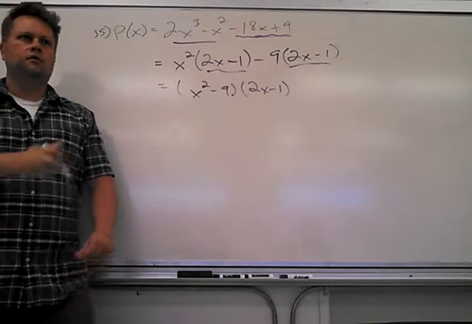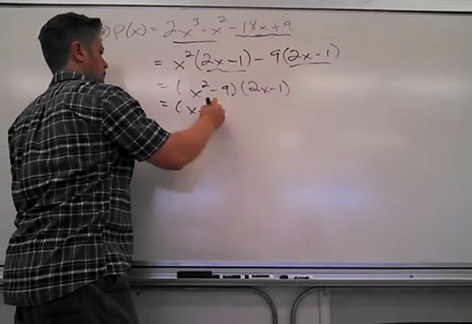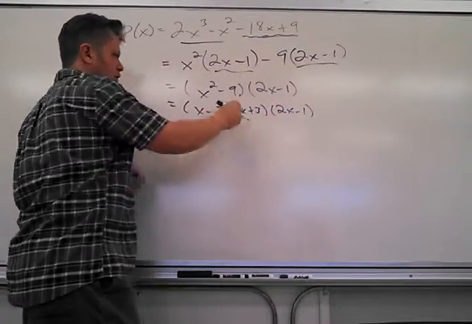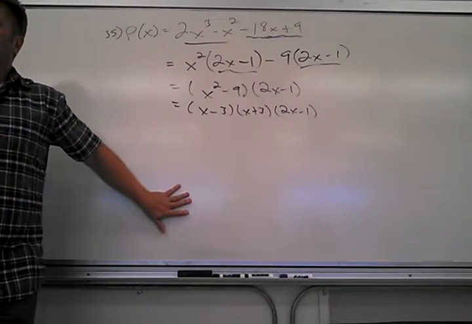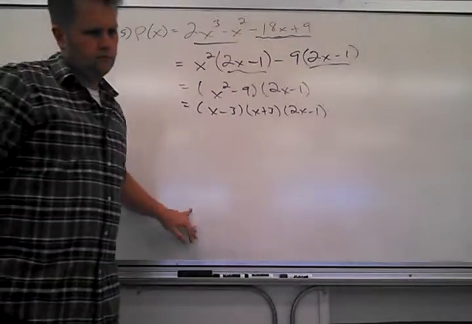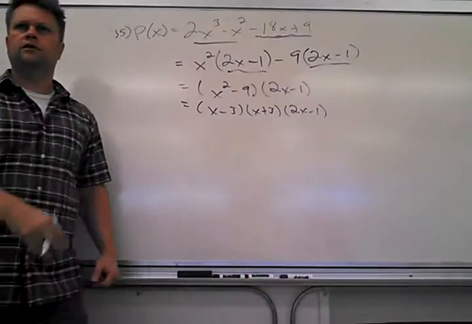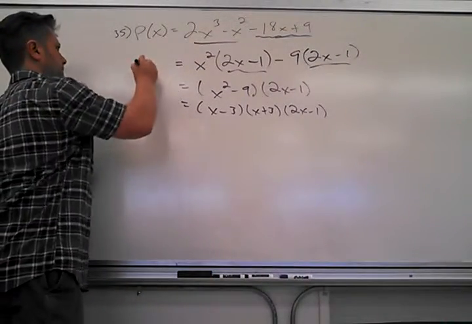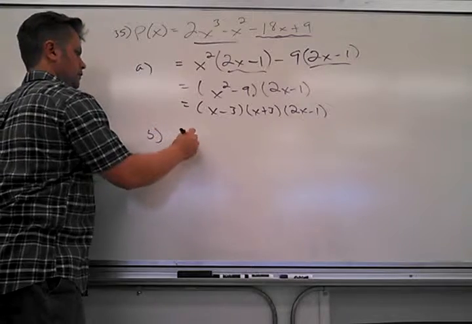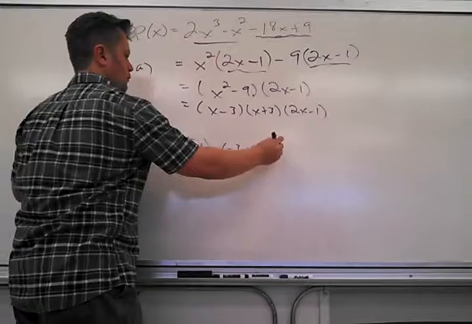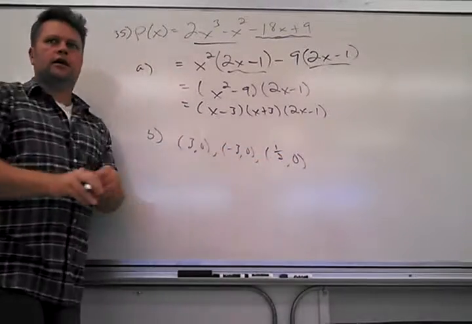x minus 6 plus 3. Yeah. And then you can find the zeros from there. The zeros would be what? 3, 0, negative 3, 0, 1 half, 0. I like it. Cool.